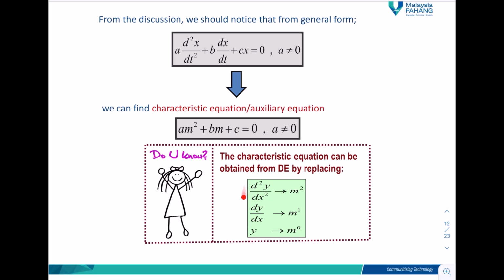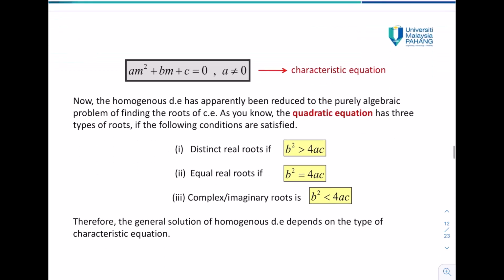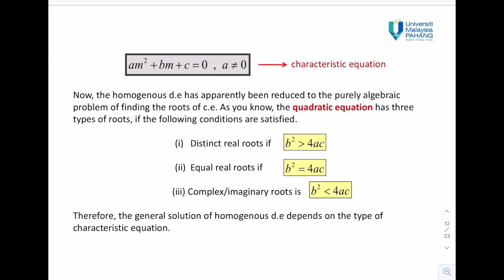By replacing the sign of this one, it becomes m squared, dy/dx becomes m power 1, and y becomes m power 0. Okay, so now I want you to recall the characteristic of a quadratic equation. This is called a quadratic equation, right? Now the homogeneous DE has apparently been reduced to the purely algebraic problem of finding the root of the characteristic equation.